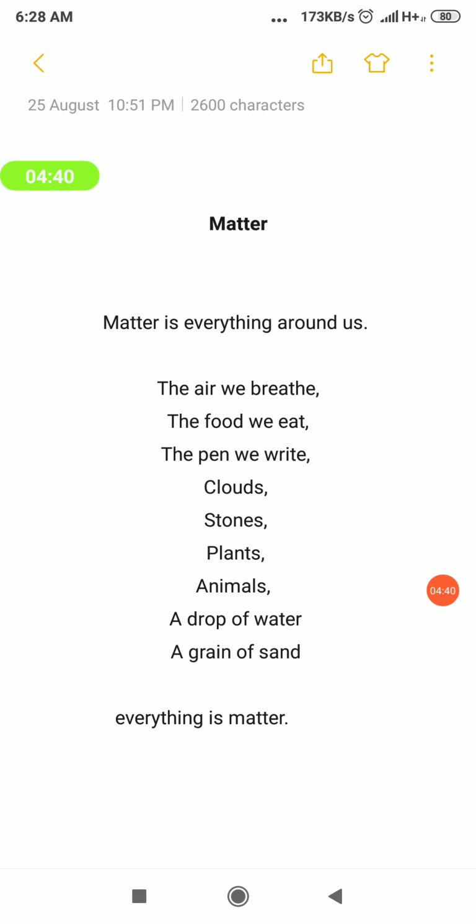Then the scientific way to define matter: matter can be defined as anything which has mass and occupies space.